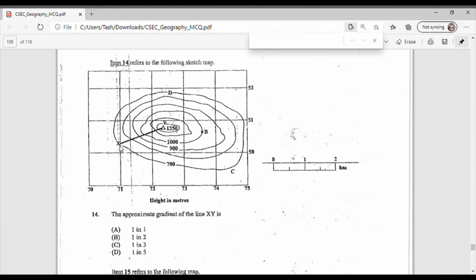And then to get the horizontal distance, we are going to be actually measuring this line here. You place it on your scale to see what the measurement is. Ensure that you have the same unit of measurement you are working with. So the height is in meters, this is in kilometers. So in this case, we got 1.5 kilometers. So to convert that, it would have been 1500 meters to get it to the same unit as the height, which is 550. So after we divide, then we would end up with 1 in 3. So our answer for number 14 would have been letter C.